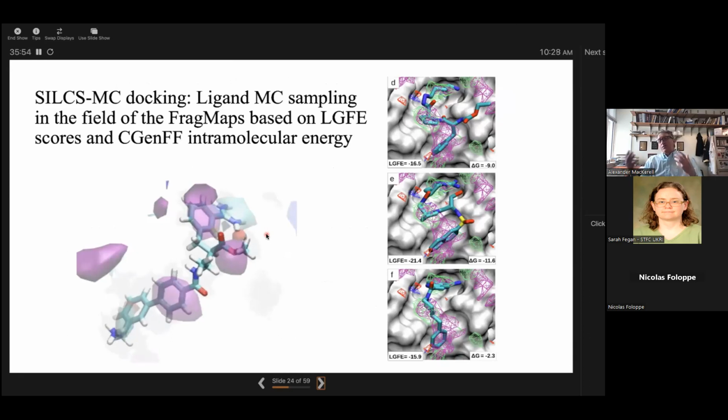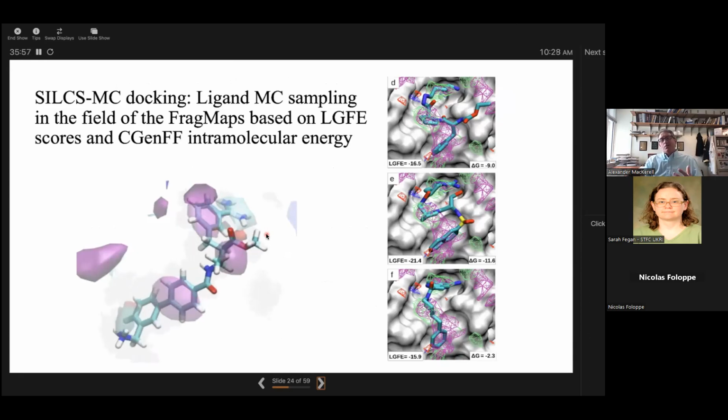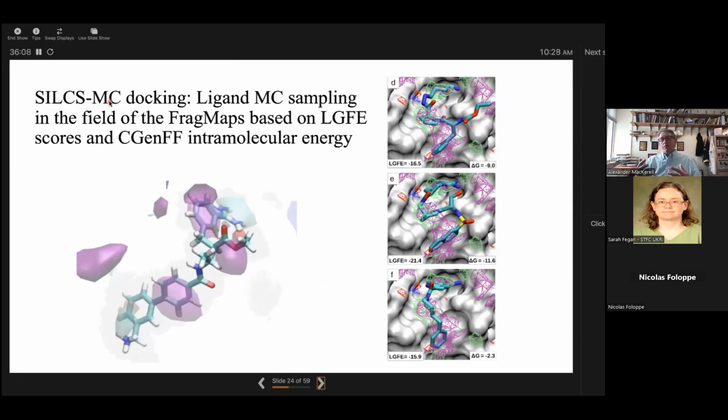Once we've got these ligand grid free energies, we can go back and apply Monte Carlo sampling of the ligand conformation in the field of the FragMaps. We can overlay the ligand from a known conformation and do local sampling. But we can also do what we call exhaustive sampling or full-scale docking, where we do full rotations and translations of the ligand, as well as the ligand conformational degrees of freedom. So we can basically start with no known bound conformation.